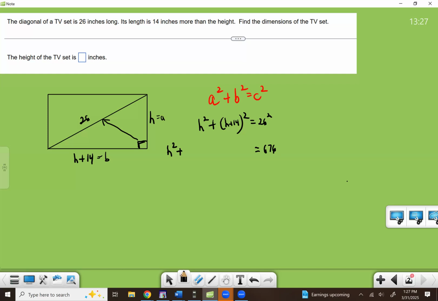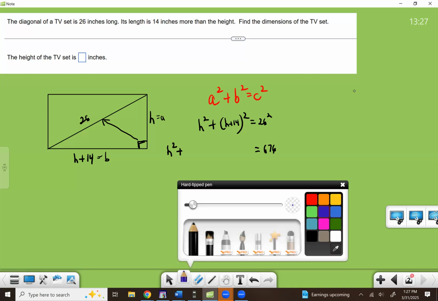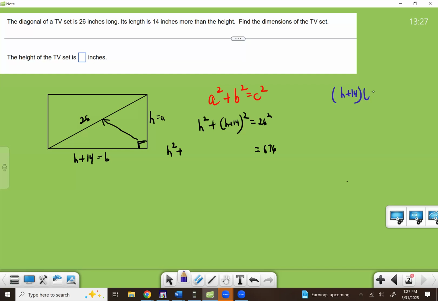Now off to the side, we're going to do h plus 14 times itself. All right, so h times h gets us h squared. H times 14 is 14h. Another 14h. And then 14 times 14 is 196. So when you take your 14h plus your 14h, sorry guys, you're going to get 28h. And there we have it. So that's what we're going to place right here.